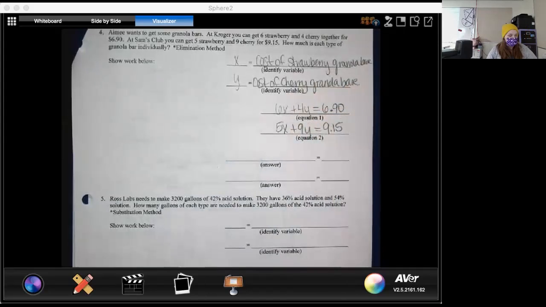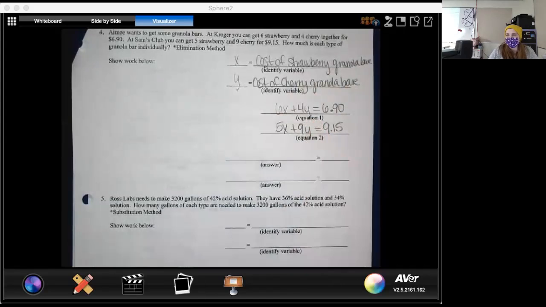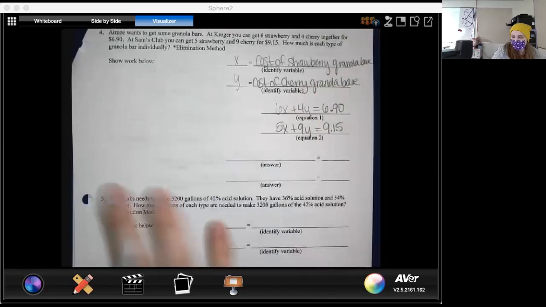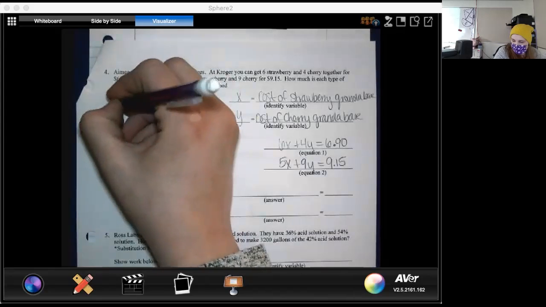Okay, now you are going to do the elimination method. Is either one going to be necessarily easier than the other to eliminate? Not really, right? They're all positive numbers, 6, 5, 4, and 9. Neither of them are a factor of the other. So that just simply means you're going to have to multiply by the opposite variable, and one being positive, one being negative. Okay. So I'm going to rewrite my equations over here.